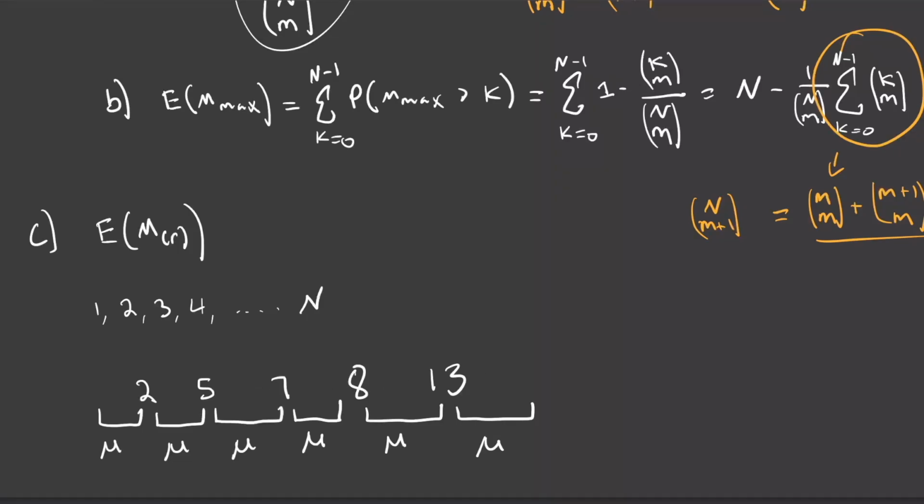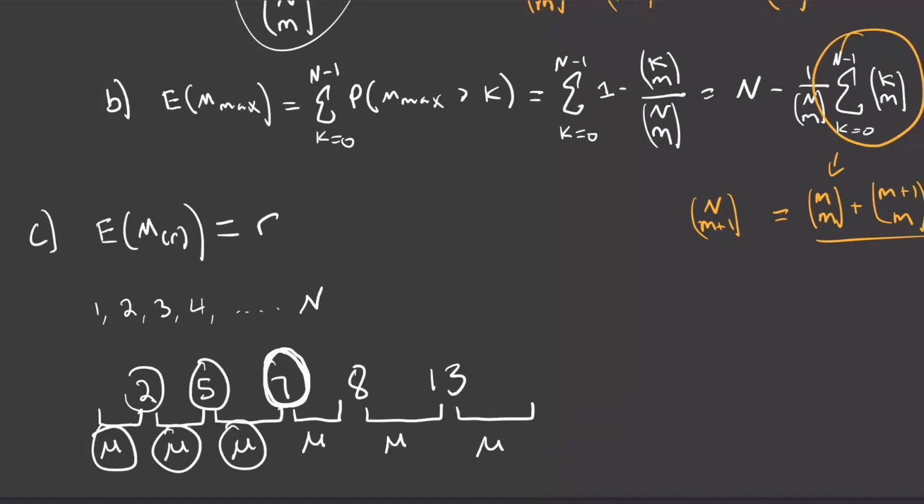Then if I wanted to calculate the expected value of, let's say, the third order statistic, so r would be equal to 3, in our case it would be 7 right here. That's going to be equal, by linearity, to the sum of all of these gap lengths here, plus 1 for this number, plus 1 for this number, and then plus 1 for this number here. So the expected value of the rth order statistic is going to be equal to r. In our case, when r was 3, that's just counting this 1, 2, and 3. And then we're adding on 3 times this expected gap length, so we're adding on r times mu.